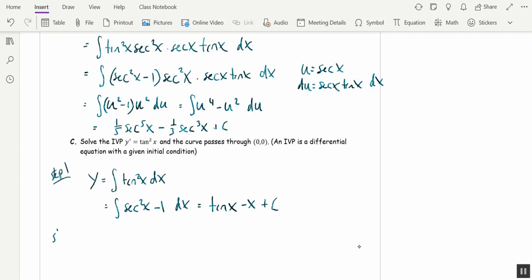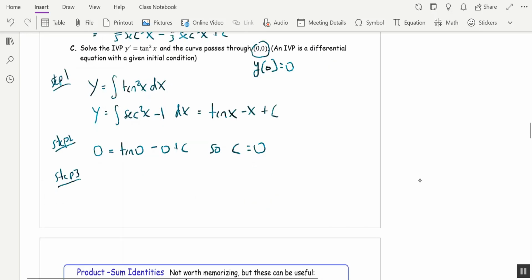Step 2 is to find c. We're going to use this information, y of 0 equals 0. That's why I labeled this as y. So I'll put a 0 in for y and a 0 in for x. 0 equals tangent 0 minus 0 plus c. Tangent of 0 is 0, so c equals 0. And step 3 is to put steps 1 and 2 together. If c is 0, then our final answer is y equals tangent x minus x.